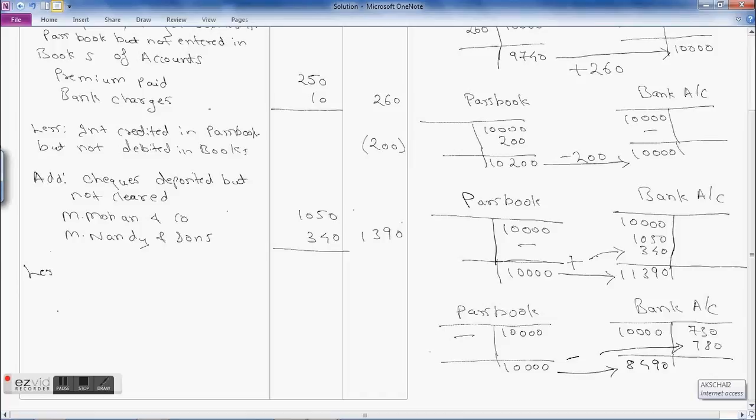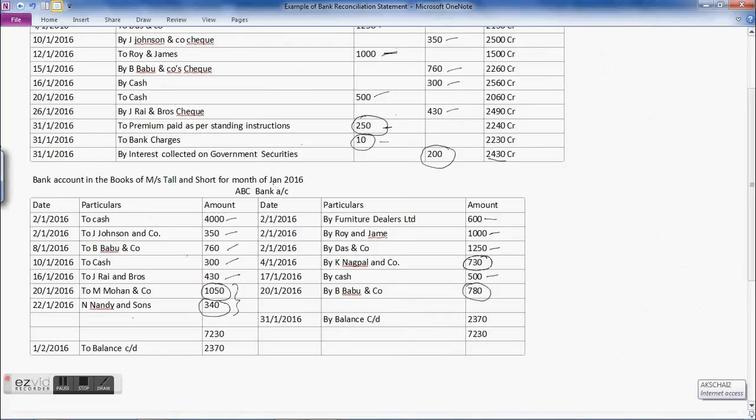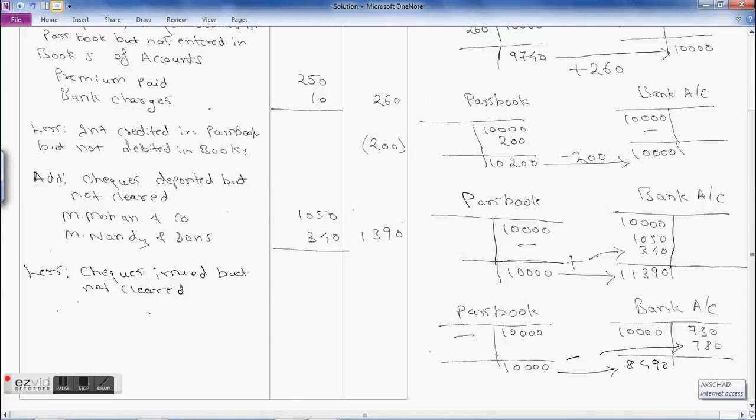So since we are moving from bank passbook to bank account, we'll reduce these two amounts in our bank reconciliation statement. So less: checks issued but not cleared. That is, we have issued the checks but they have not been cleared. How much does it come to? K Nagpal and company 730, B Babu and company 780.